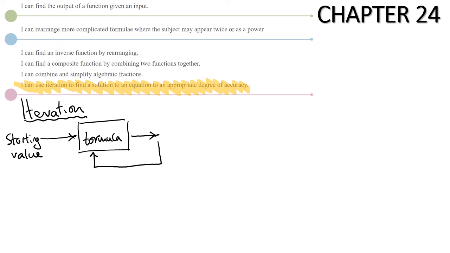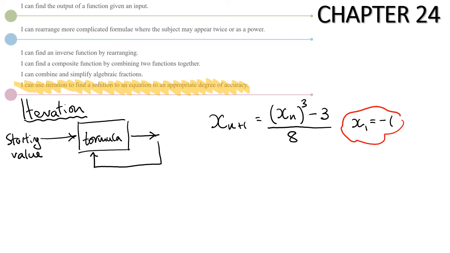So iteration questions often look like this. You'll see this type of thing. And part A of a question might be you need to rearrange some sort of equation to look like this. And then next to it, it'll say something like x0 or x1 is this. So what does all of this mean? Well, this is your starting value. That's what we're going to start with.